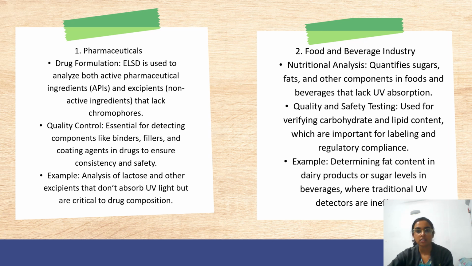Second is food and beverage industries. Nutrition analysis: quantifies sugar, fats, and other components in food and beverages that lack UV absorption. Quality and safety testing: used for verification of carbohydrates and lipids content, which are important for labeling and regulatory compliance. Its example is determining fat content in a dairy product or sugar level in a beverage, where traditional UV detectors are ineffective.